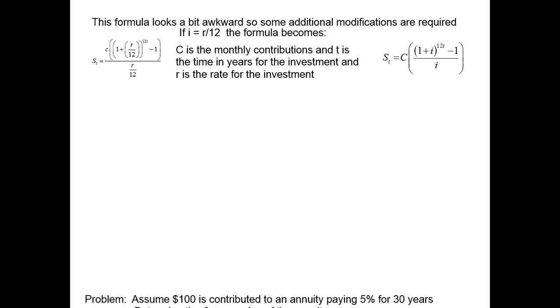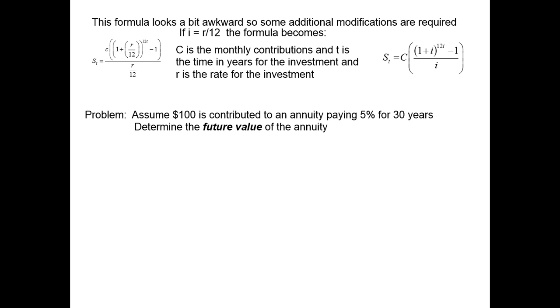C, of course, is the monthly contribution. So here we go. You are going to make a $100 contribution per month in an annuity that's paying 5% for 30 years. We want to see what's called the future value. What will you have invested after a 30-year period? Again, oversimplified, to the extent that no one will guarantee you 5% for that duration of time, but here we go in anyway.